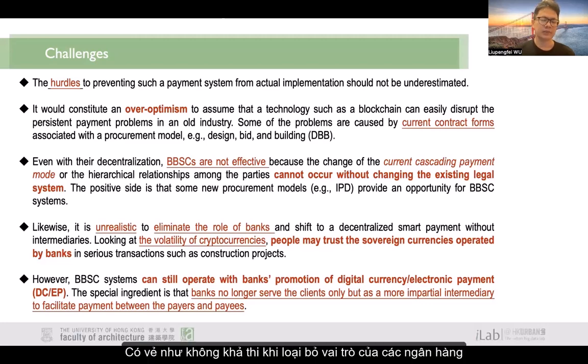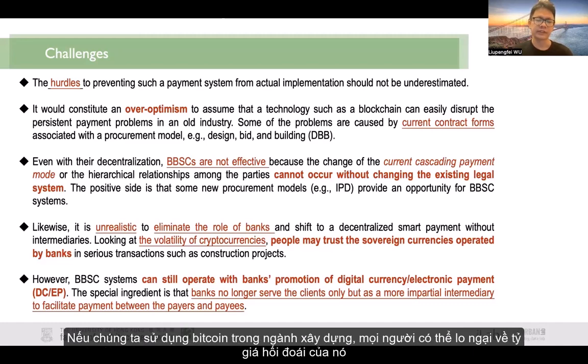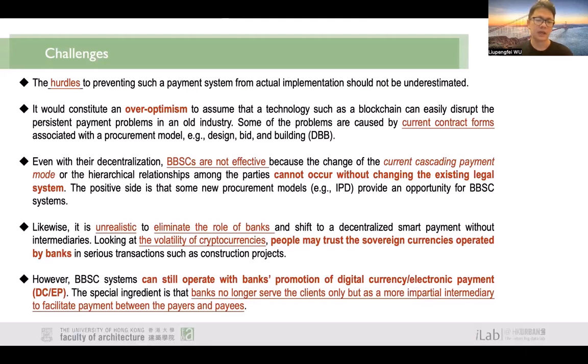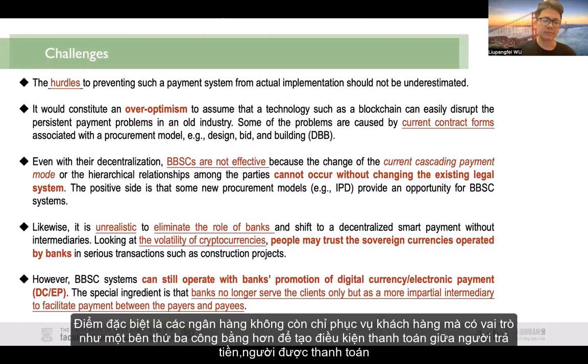It also may be infeasible to eliminate the role of banks. If you look at the cryptocurrencies, people may trust more the sovereign currencies that are operated by banks. So if we use Bitcoins in the construction industry, people may have a huge concern about its exchange rates. So our developed system can actually be compatible with the banks. The special ingredient is that banks no longer serve the clients only, but act as a more impartial third party to facilitate payment between the payers and the payees.